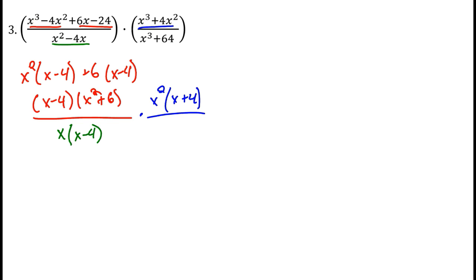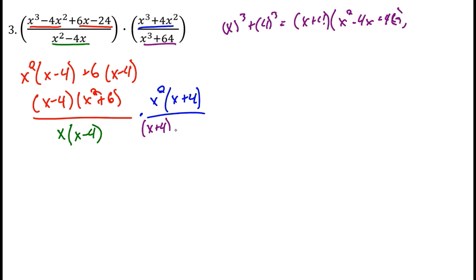And then finally, that denominator, x cubed plus 64. Wait a minute, that's the sum of perfect cubes. That's x cubed plus 4 cubed. So that's equivalent to x plus 4 times x squared minus 4x plus 16, opposite sign there, always positive, 4 squared is 16. So that denominator factors into x plus 4 times x squared minus 4x plus 16. Sometimes you're going to have to do scratch work on the side, and that's okay.